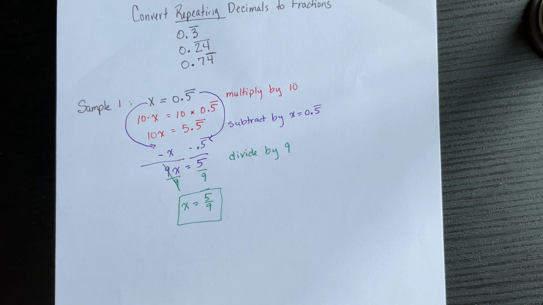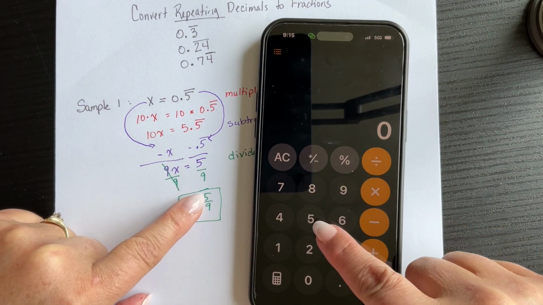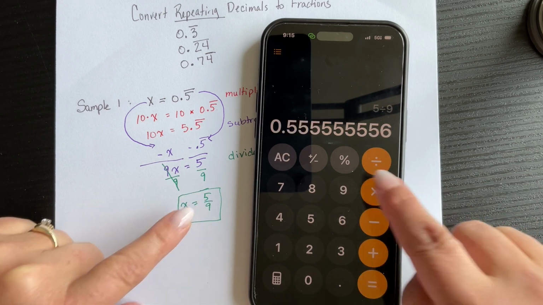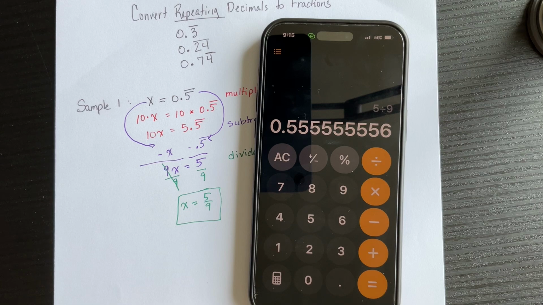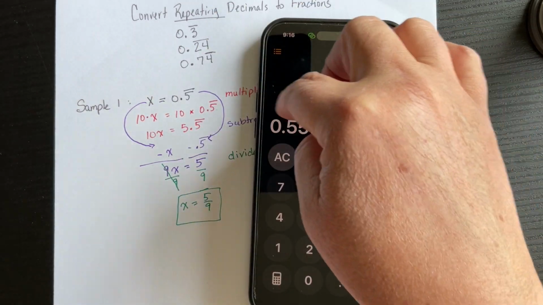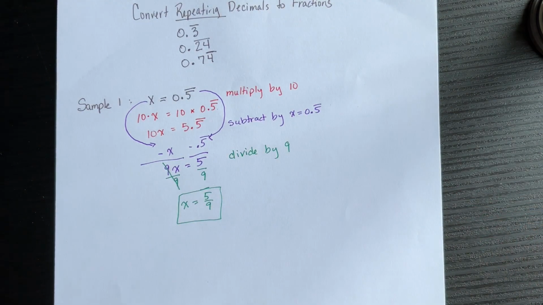I personally like to take out my calculator and check my answer. So on my calculator, I'm going to put 5 divided by 9, and I get 0.5555555. So I know I'm right because now my answer and my problem all match. Let's try a second sample.